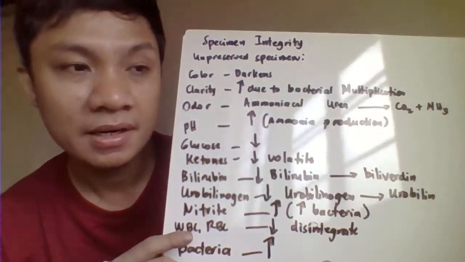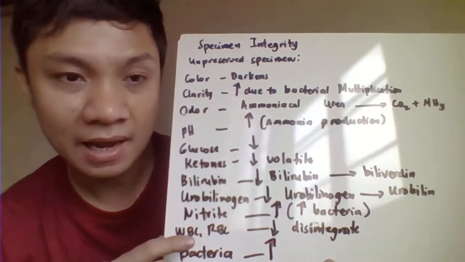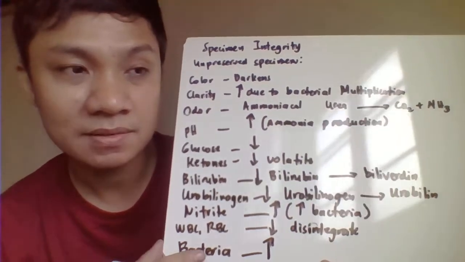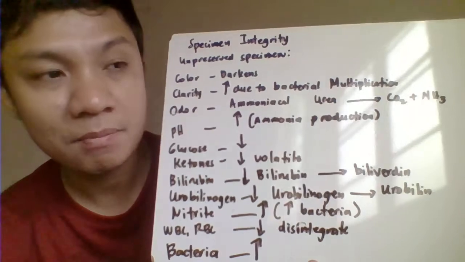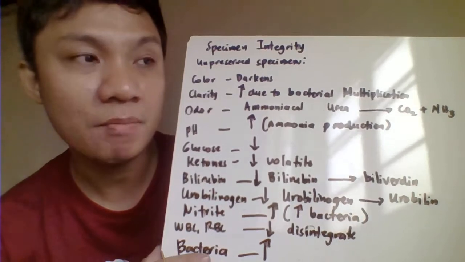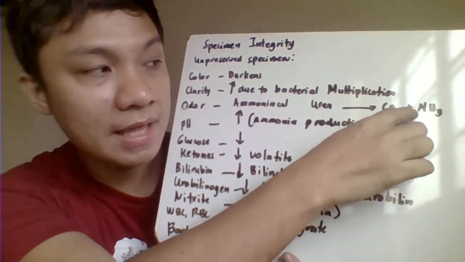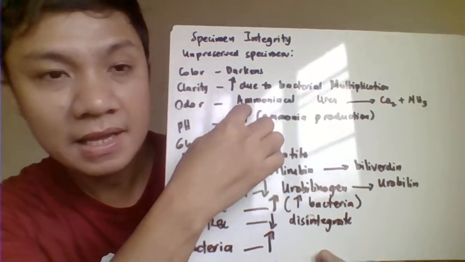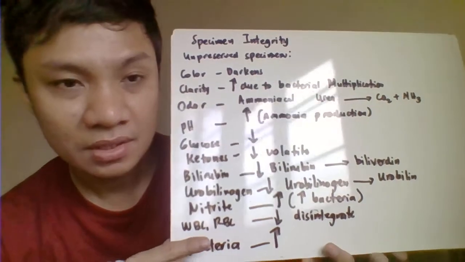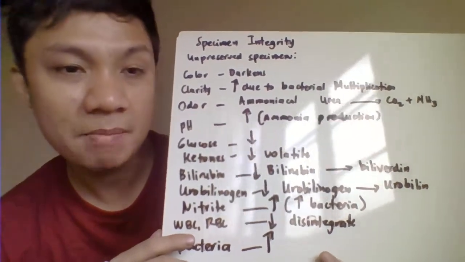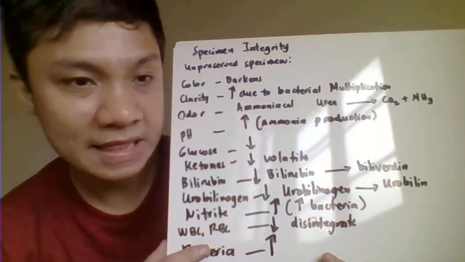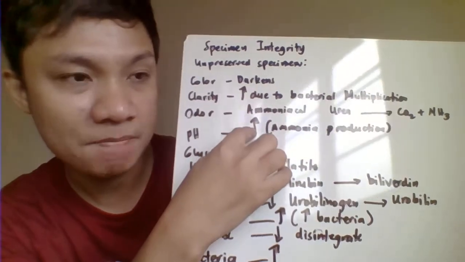For the odor, your odor here becomes ammoniacal. So the normal odor of the urine is aromatic. However, once the urine already has bacteria multiplied in it, the urea in the urine will be broken down by your bacteria to carbon dioxide and ammonia. Therefore, magiging ammoniacal ang urine odor natin. Then we have the pH. Because of the increased breakdown of the urea by bacterial degradation, your ammonia is, of course, an alkaline na pH. Therefore, it would increase your pH.